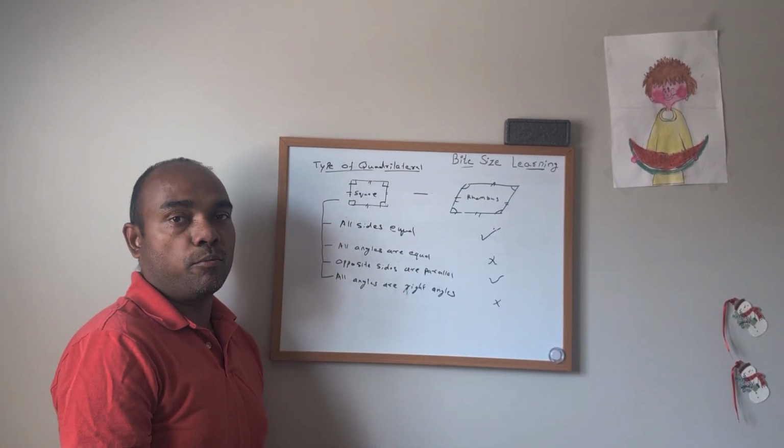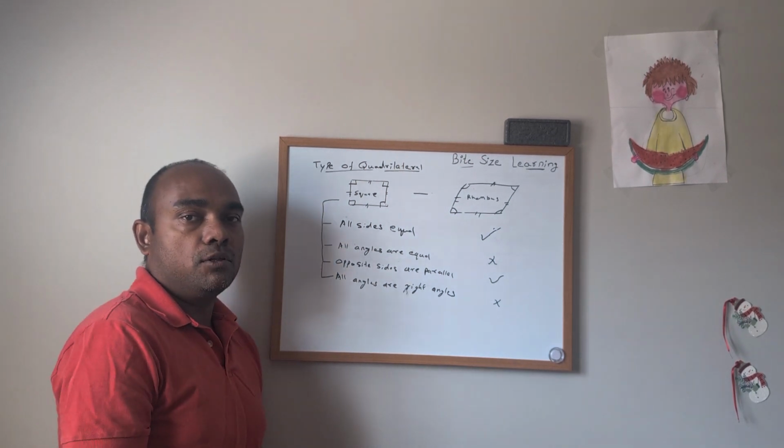This is about square and rhombus. We'll discuss other shapes in the next lecture.